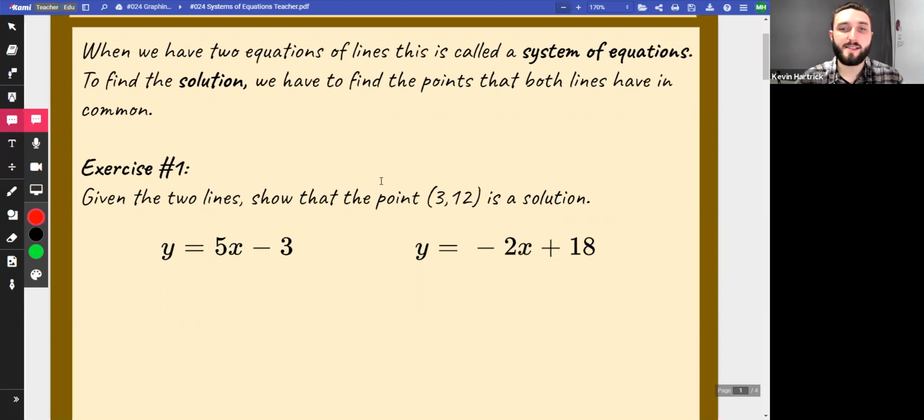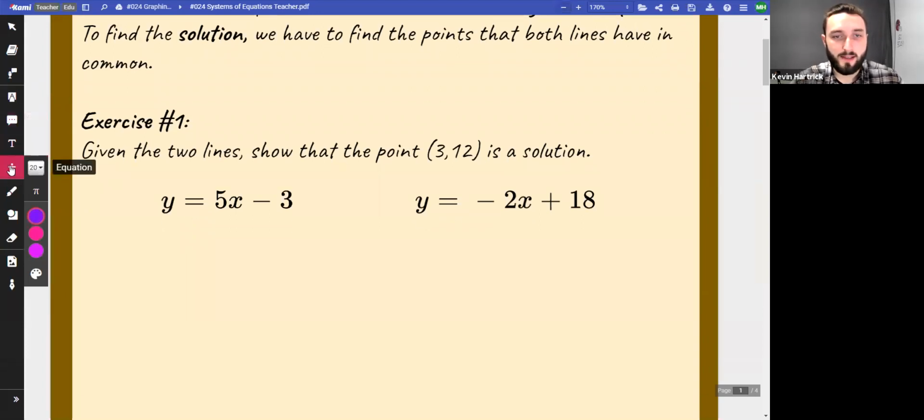So exercise 1 says, given these two lines, we have y equals 5x minus 3 and y equals negative 2x plus 18. Show that the point (3, 12) is the solution. So what they're saying is, we've already graphed this. We found the solution. Now here's how you're going to check it. So I'm going to show you how that works.